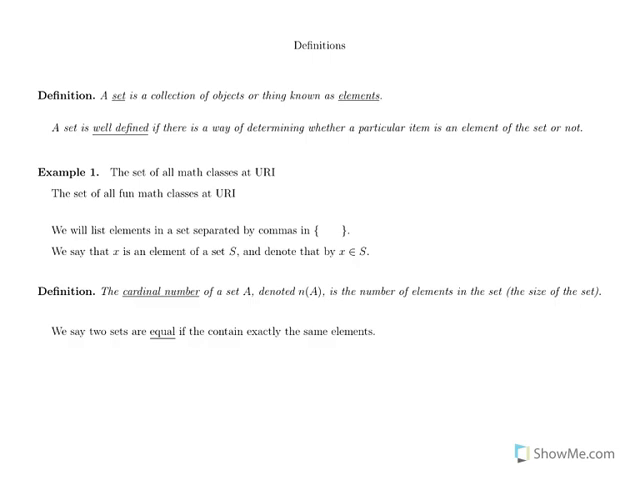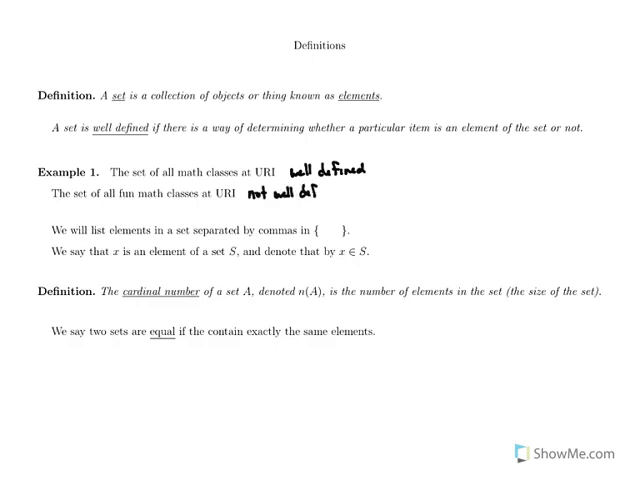A set is well defined if there is a way of determining whether a particular item is an element of the set or not. So for example, here are two examples of sets: the set of all math classes at URI and the set of all fun math classes at URI. The first one is a well-defined set because it is clear whether something belongs in that set or not. Math 107 belongs in that set. Bio 101 does not. It's not a math class. The set of all fun math classes at URI is subjective, so it's not very well defined. So this would be not well defined.